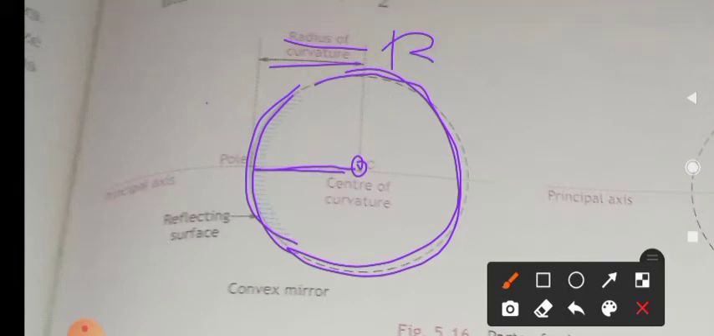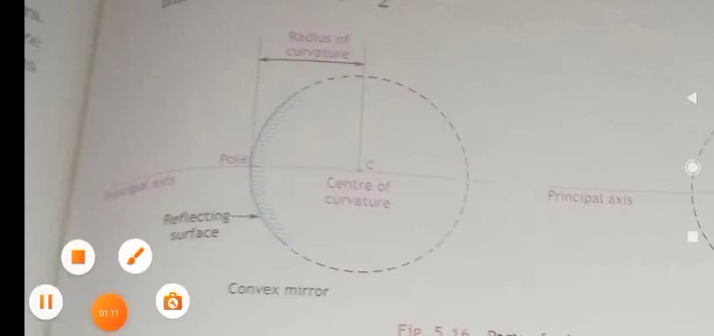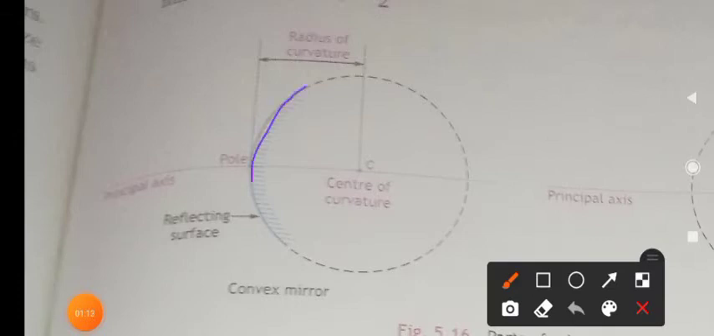Is it clear? Yes. Then the center of the mirror is called the pole. This is the mirror, and the center of the mirror, this part, is called the pole, and it is denoted by capital P. And the diameter of a sphere of which the mirror is a part, passing through the pole, is called the principal axis of the mirror.